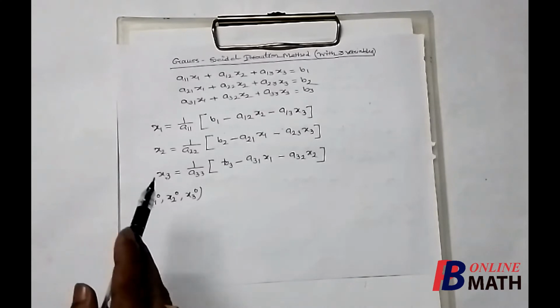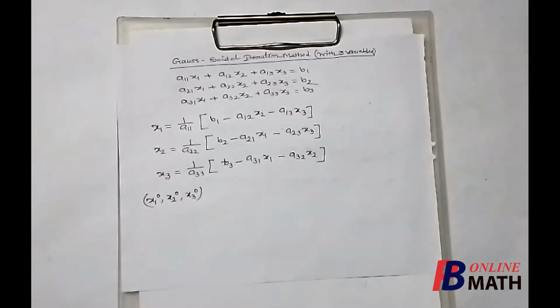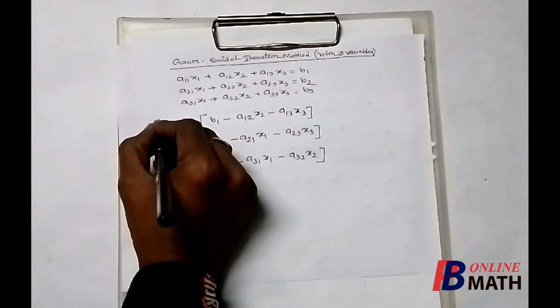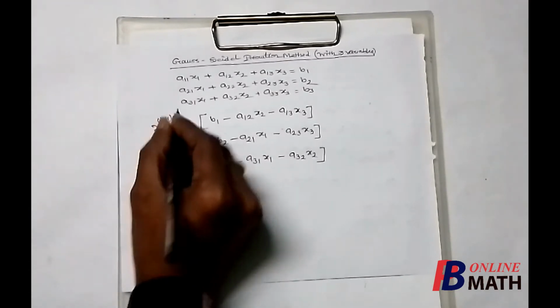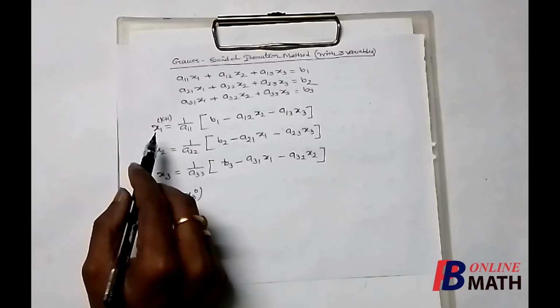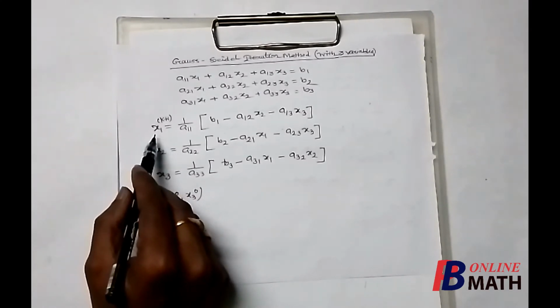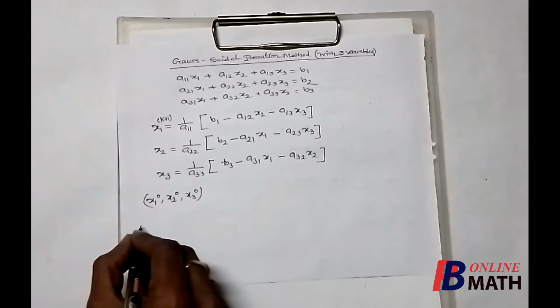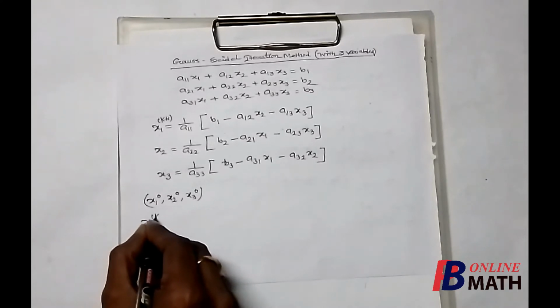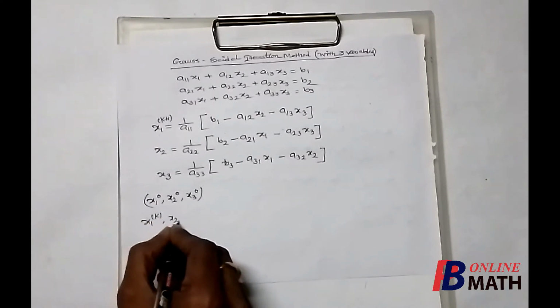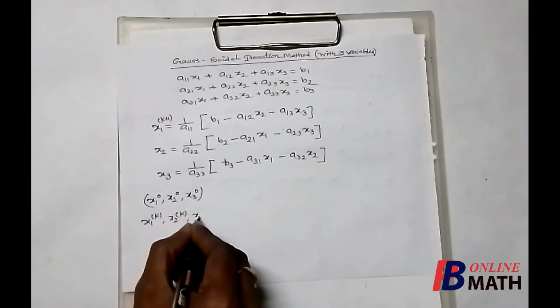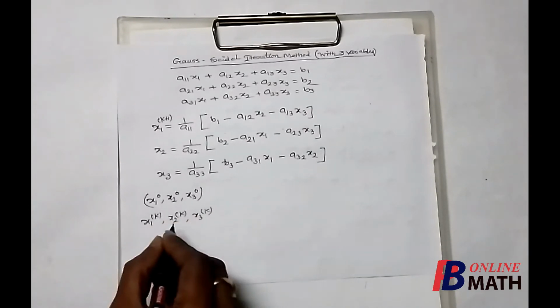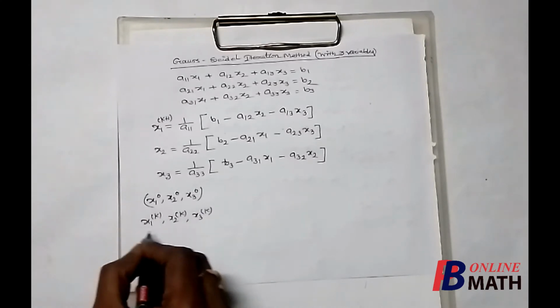Let us write these equations more specifically. Suppose we want to find the k plus 1th approximation of x1. So if we want to find the k plus 1th approximation of x1, that means kth approximation of x1, x2, x3, these are known. So we have already calculated the kth approximation of x1 k, x2 k and x3 k. So these are the kth approximations of x1, x2, x3. So suppose all these three are obtained.